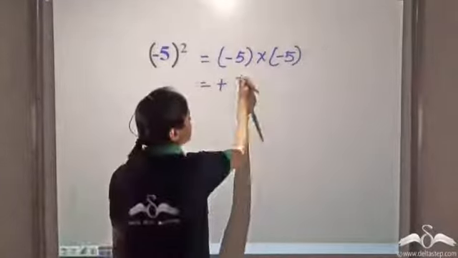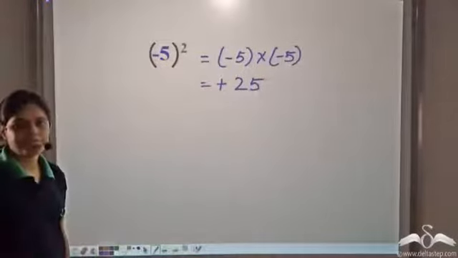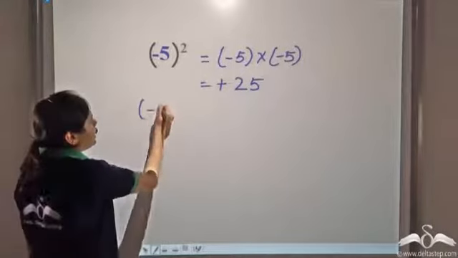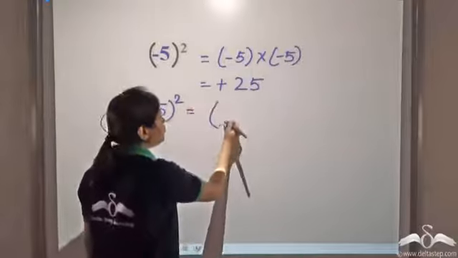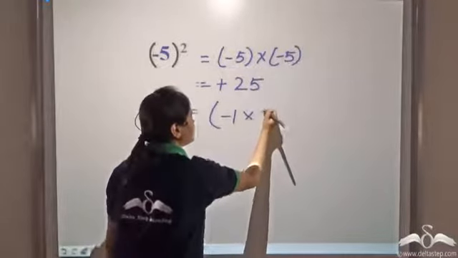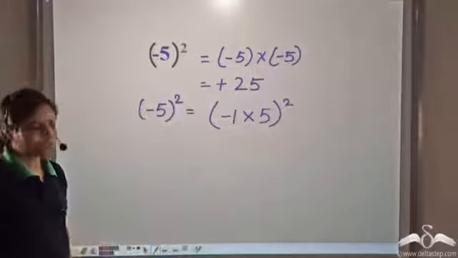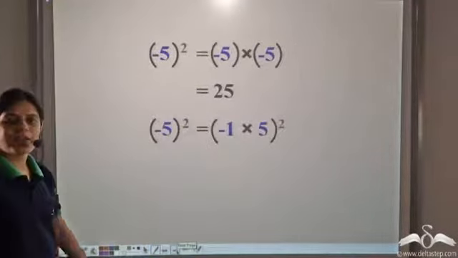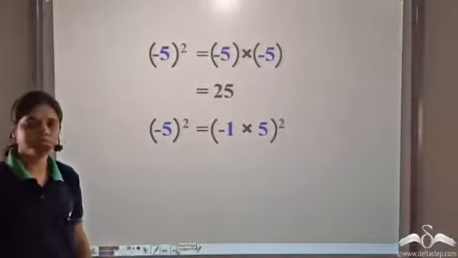And 5 into 5 is 25. So this gives us 25. Now negative 5 to the power 2 can also be written as negative 1 into 5 whole to the power 2. So it can be written in this manner. Negative 1 into 5 whole to the power 2.